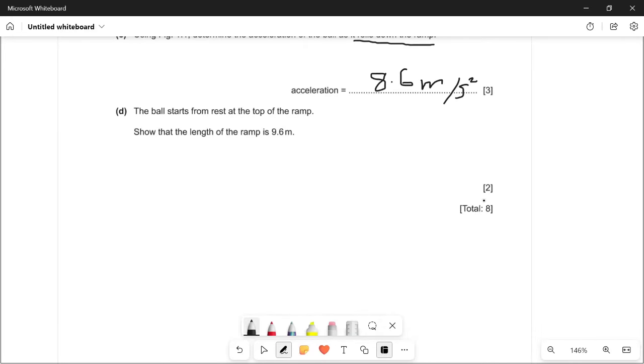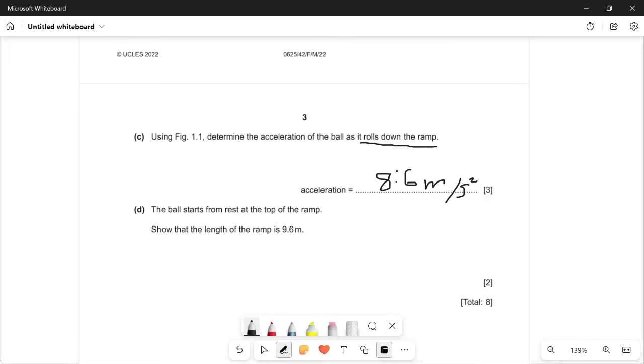The ball starts from rest at the top of the ramp. Show that the ramp is 9.6 meters. So on this question, we are told to prove that the length of the ramp is 9.6. So that means we have to find the distance traveled by the ball. To find the distance, we're told the ball starts from rest at the top of the ramp.